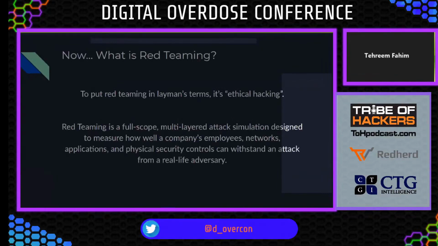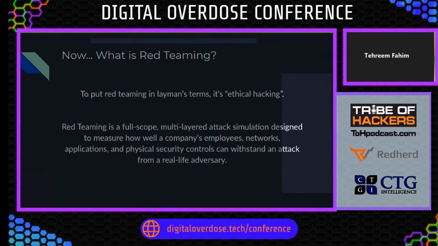To put red teaming in layman's terms, it's ethical hacking. Simply, red teaming is a full scope, multi-layered attack simulation designed to measure how well a company's employees, networks, applications, and physical security controls can withstand an attack from a real-life adversary. It's a way for independent security teams to test how well an organization would perform in a real-world attack scenario.